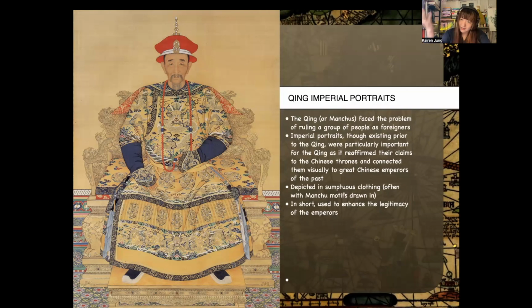The Qing, aka the Manchus, faced the problem of ruling a group of people as foreigners. They were the minority, the Han were the majority. What were they going to do? And they were invaders as well. They needed to claim legitimacy, and there was this idea of the mandate of heaven that they thought could be very useful for them to use to legitimate their rule, because the mandate of heaven was actually very similar.